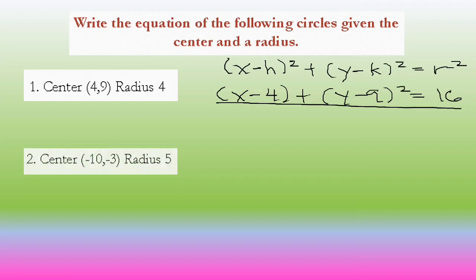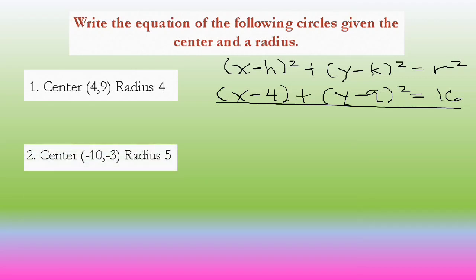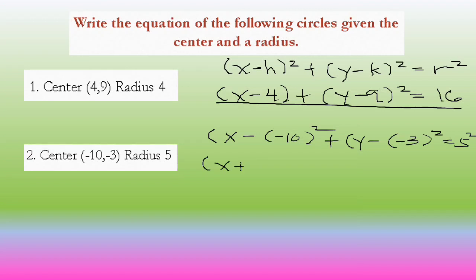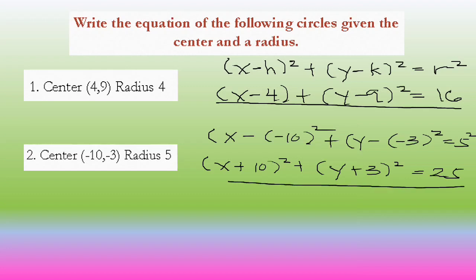So for our second example, applying the same rule, we have (x - (-10)) squared plus (y - (-3)) squared is equal to 5 squared. So from that, we have come up with (x + 10) raised to 2 plus (y + 3) raised to the power of 2, and that is equal to 25. So this is the standard form of the equation of the circle.